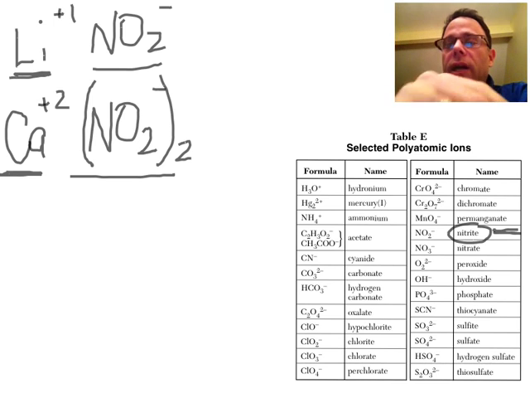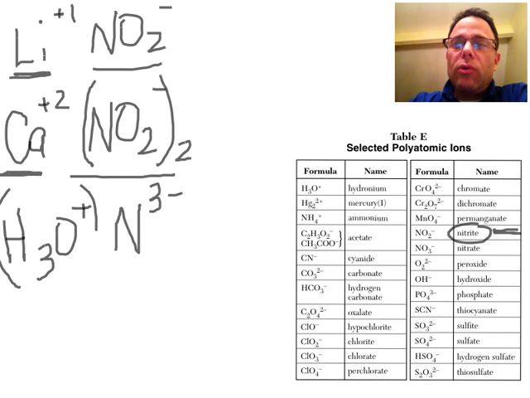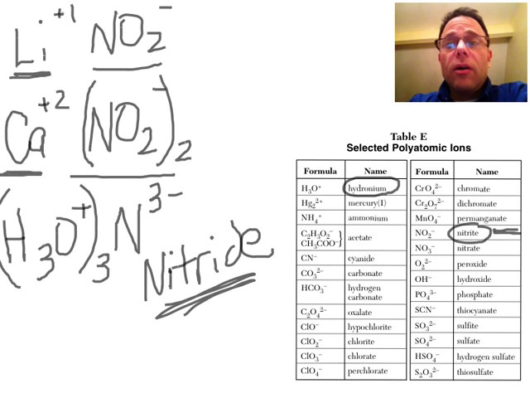Take an example where we have a positive polyatomic ion first. We have H3O plus, and let's balance that off with, no, let's not do oxygen. Let's do nitrogen. Nitrogen is a 3 minus. We crisscross those. We'll need 3 hydroniums for every 1 nitrogen. And this one is called hydronium nitride. We would alter the name of the nonmetal because it is in the second position.